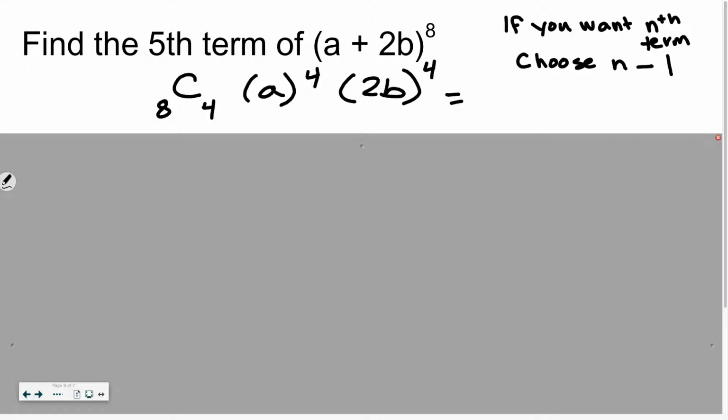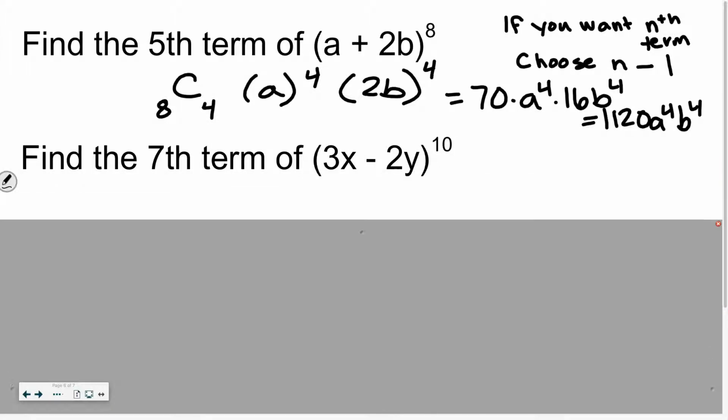Can anybody do that for us? 70. And then we're going to do times a to the 4th times 16, b to the 4th. So if I'm doing that, 70 times 16 is 1,120, a to the 4th, b to the 4th. So the coefficient is all the numbers, the combination and the 2 to the 4th multiplied together.